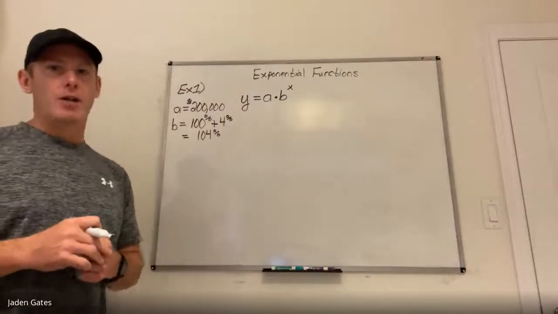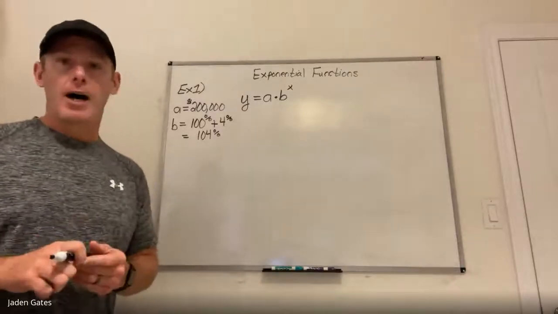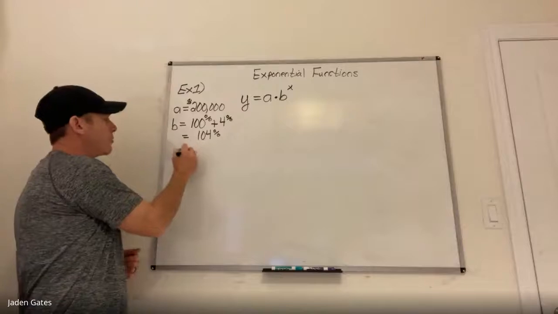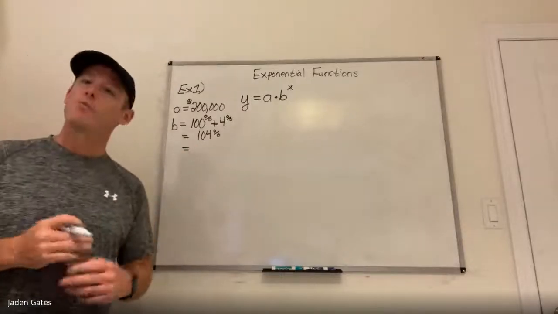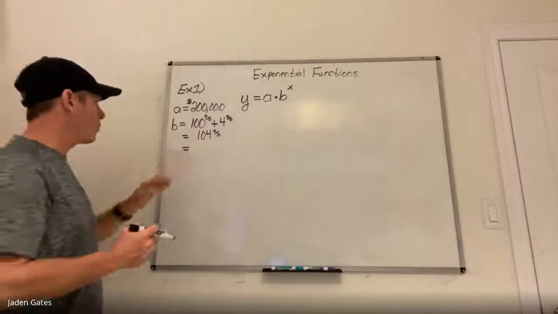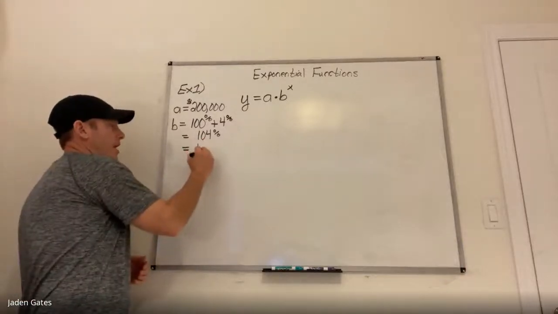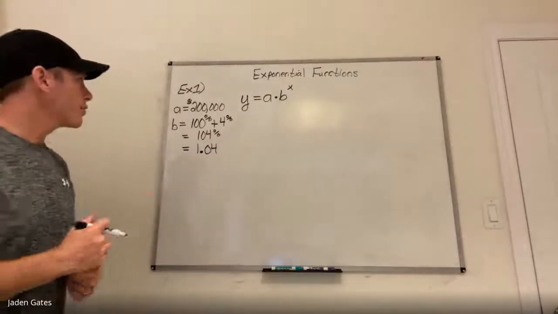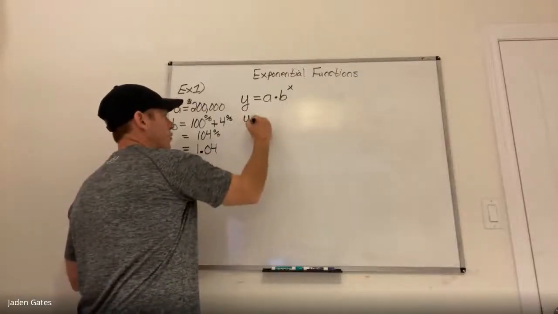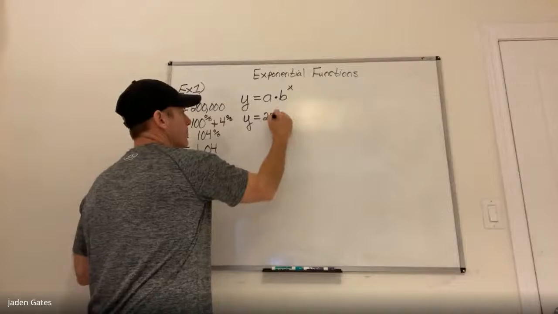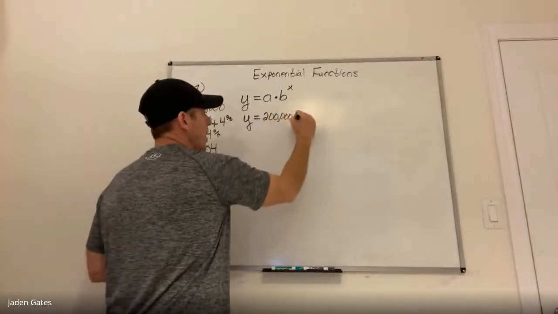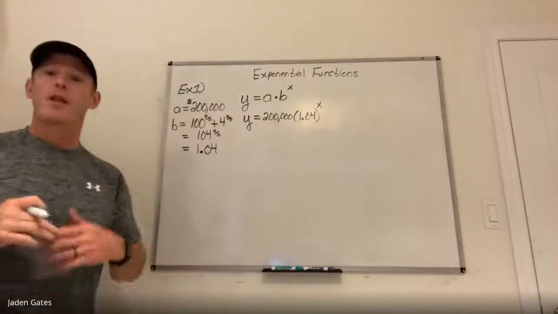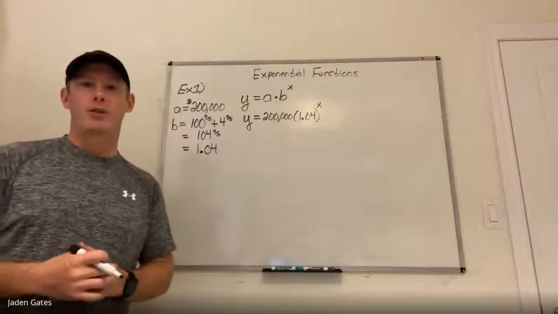Now, this is something that I've taught many times: percent is useless to use in math equations. You have to convert it to a decimal. To convert any percent to a decimal, we divide by 100. So if I take 104% and divide it by 100%, I get 1.04. That is our multiplying rate. So now our equation looks like this: y equals 200,000 times my multiplying factor, which is 1.04 to the power of x. That is developing and creating our exponential equation.